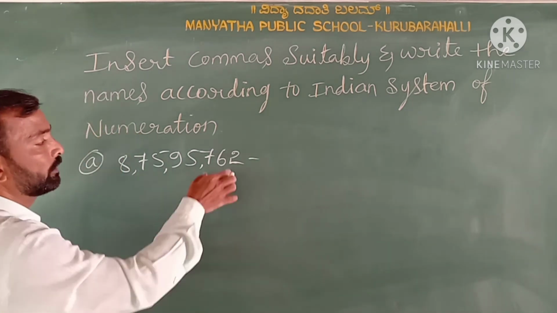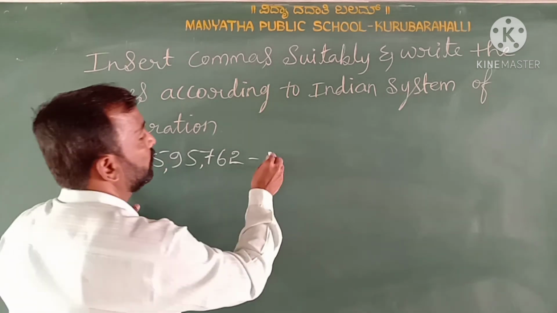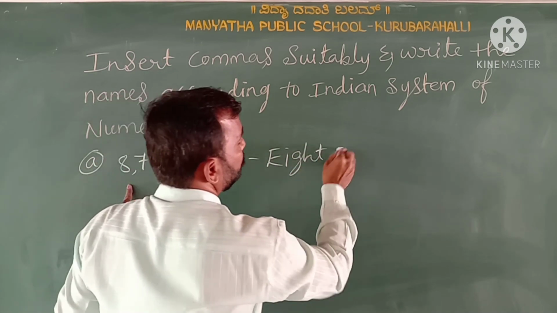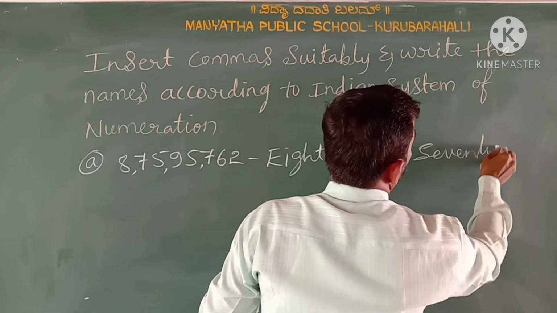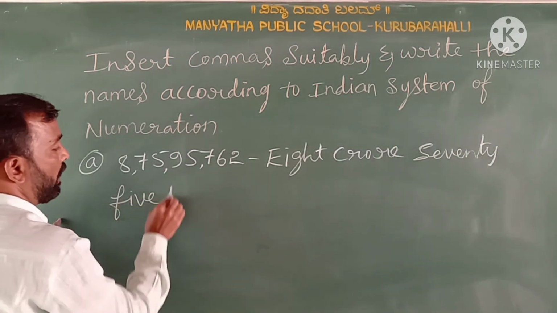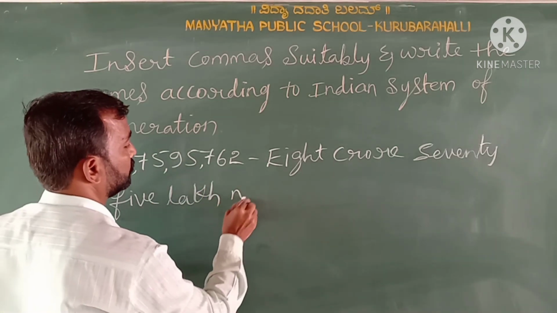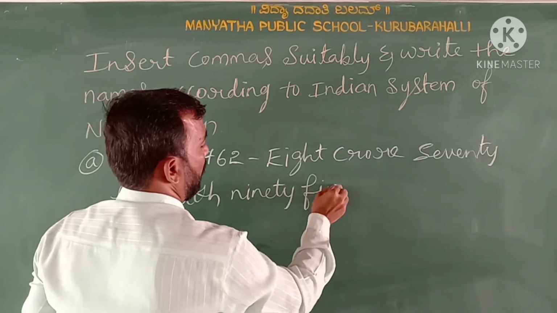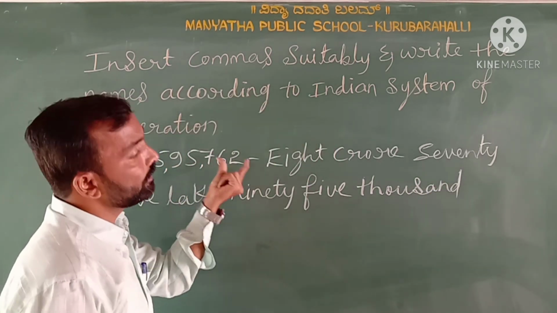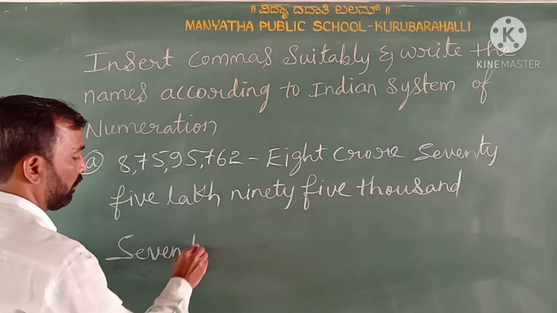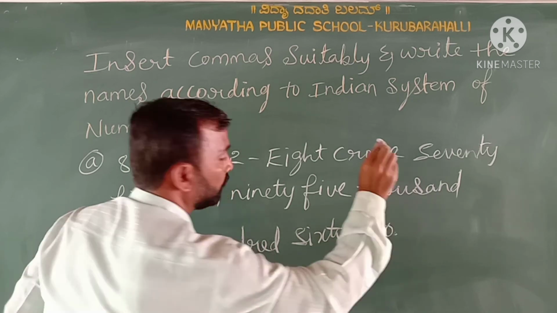Now already you put a comma, and next concept, write the names according to Indian system of numeration. Very simple. See, it is what? Units. Yes, thousands. It is lakhs. Here it is crore. Just here 8 crore 75 lakh 95,000 762. It is the solution.